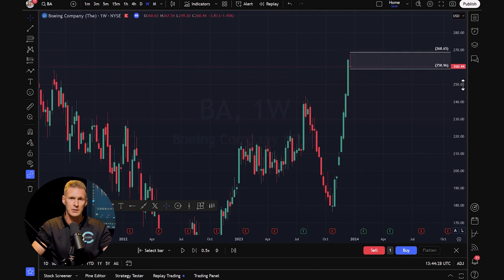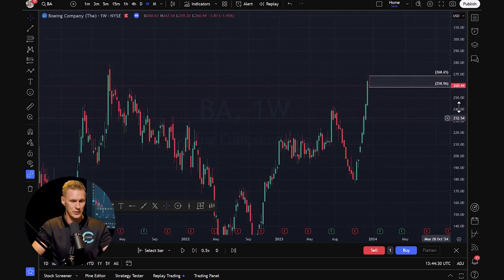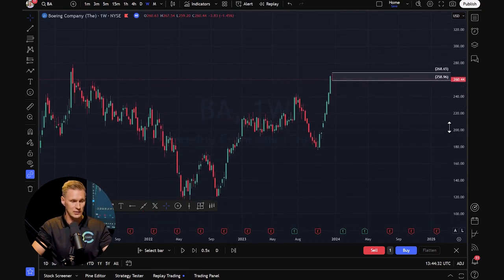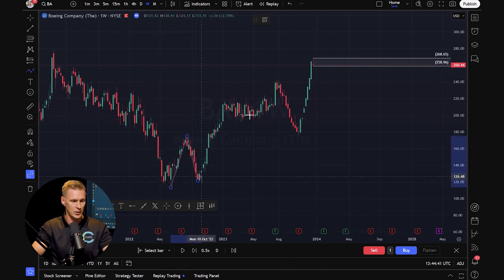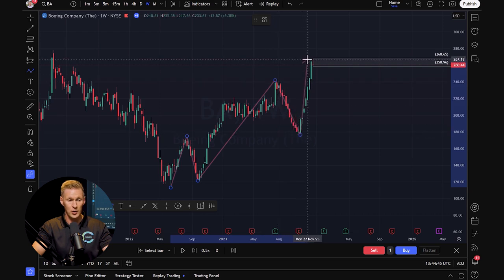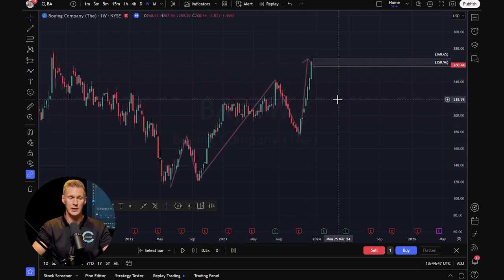Next step, direction, right? We have to check the trend. And for that, we have again to connect the pivots. Low, high, higher low, another higher high, higher low, and already a new higher high.